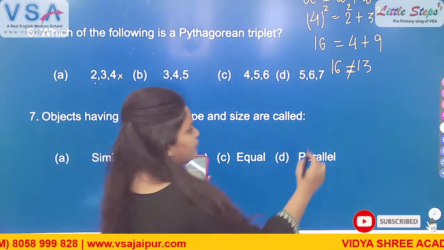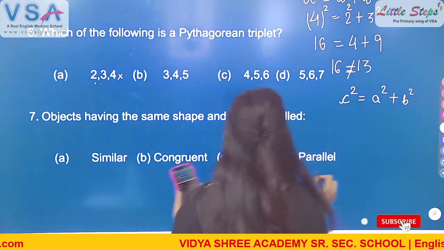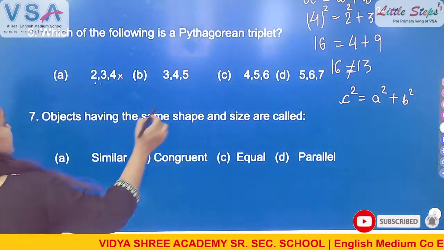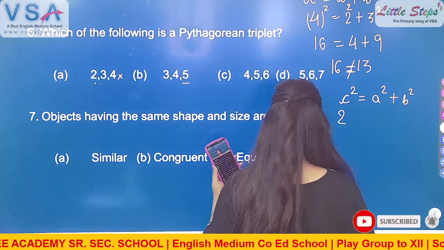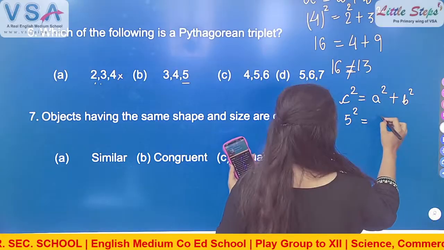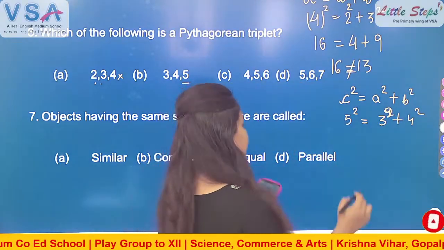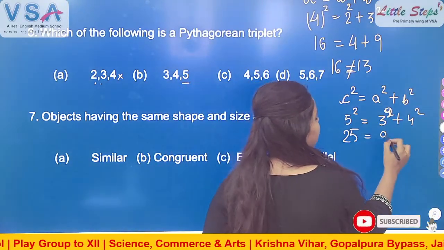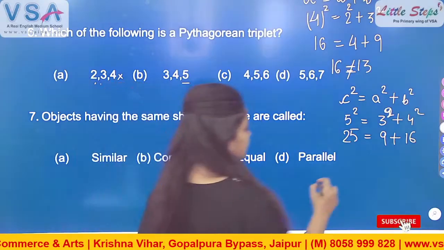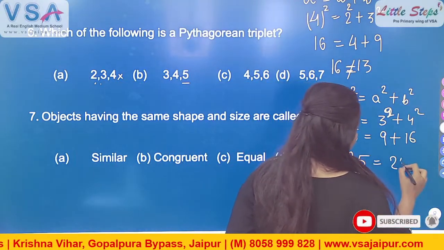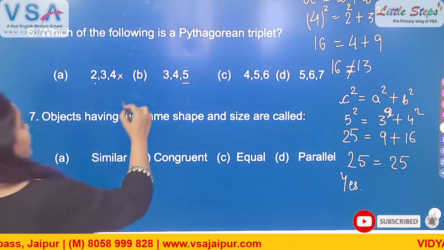Second, 3, 4, 5. We have C square equals A square plus B square. Again, same Pythagorean triplet. What value of C do we put? 5. We have 5 square, and then the remaining two numbers, 3 square plus 4 square. 5 square is 25. 3 square is 9. 4 square is 16. Add 9 and 16. We have 25 equals 25. Yes, they are a Pythagorean triplet. That's why option B is the correct answer.